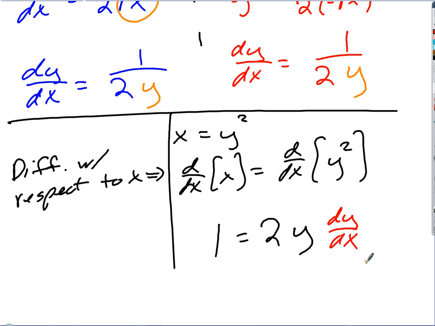Now, if I algebraically solve for dy dx, what am I going to get? Well, 1 over 2y. How about that? Good trick, right? I solve for this in terms of my original function. Yes, ma'am?